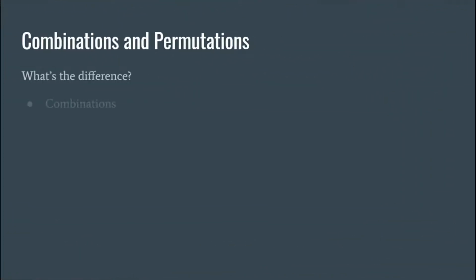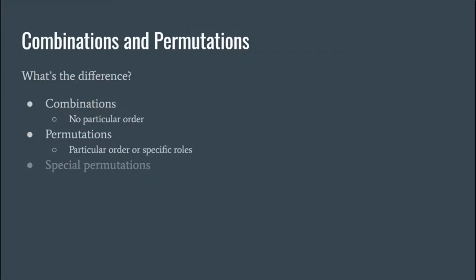So first of all, what's the difference between combinations and permutations? In combinations, there's no particular order you want your groups to be in, whereas in permutations, there is a particular order or specific rules that you want to fill. And then there's these things called special permutations, which we'll talk about last. I know it doesn't make much sense now, but once we get into the explanations and more particularly the examples, they'll make a lot more sense.